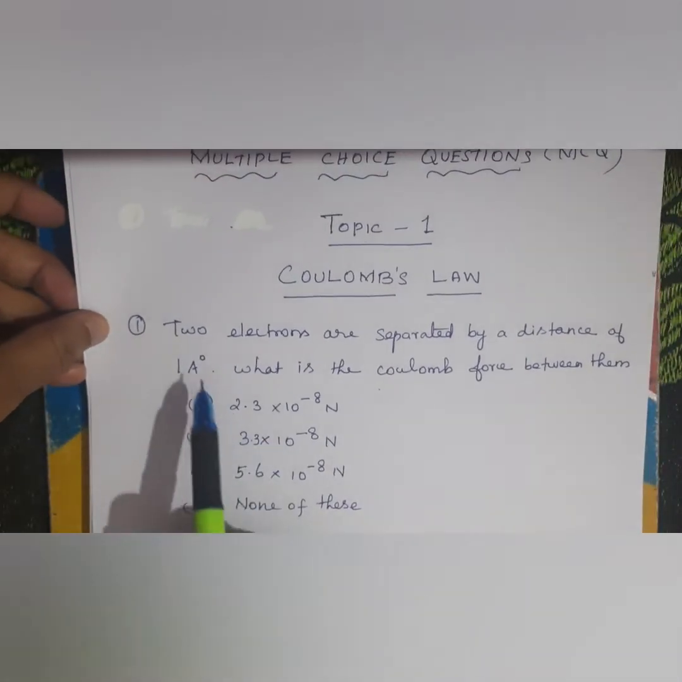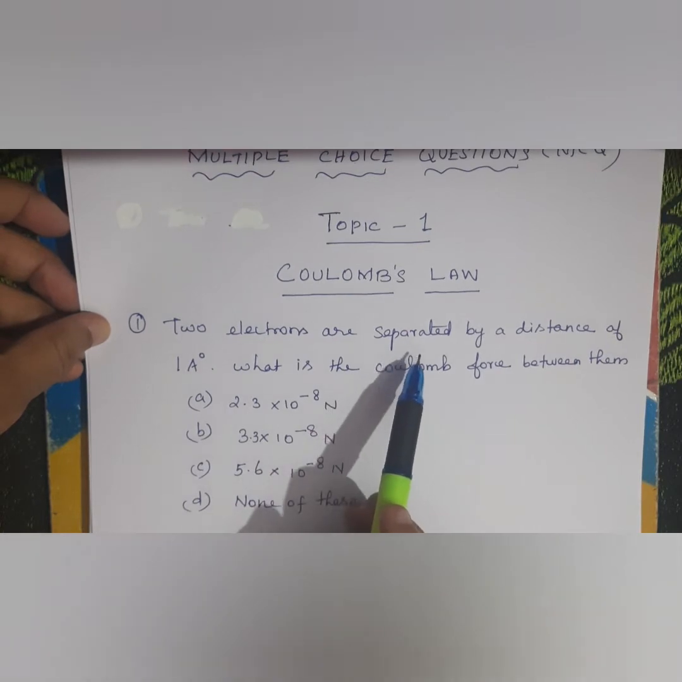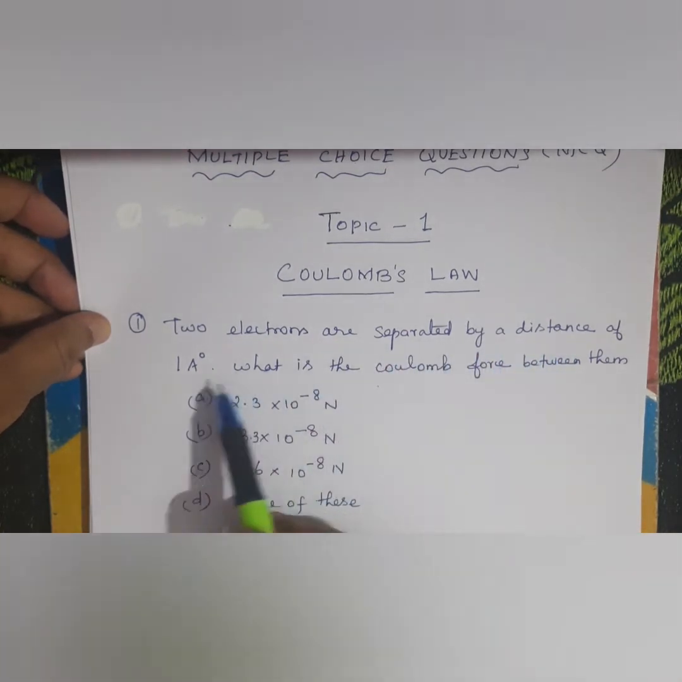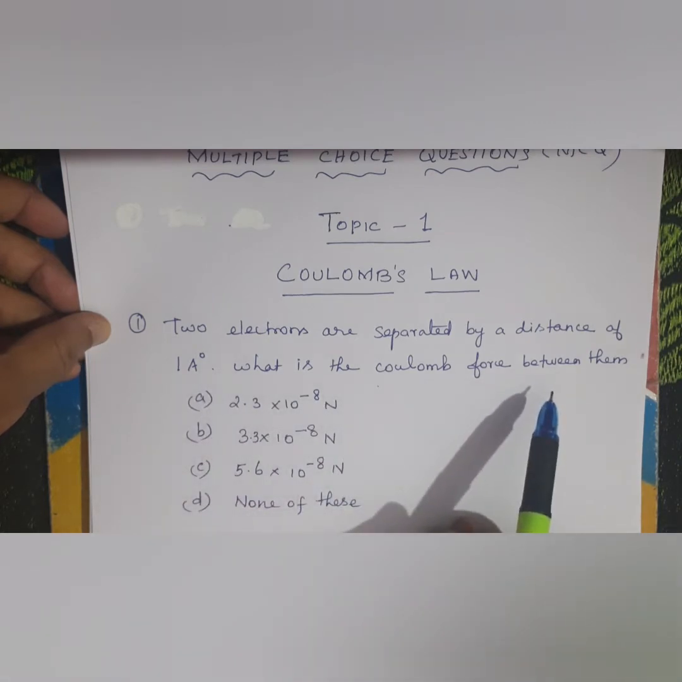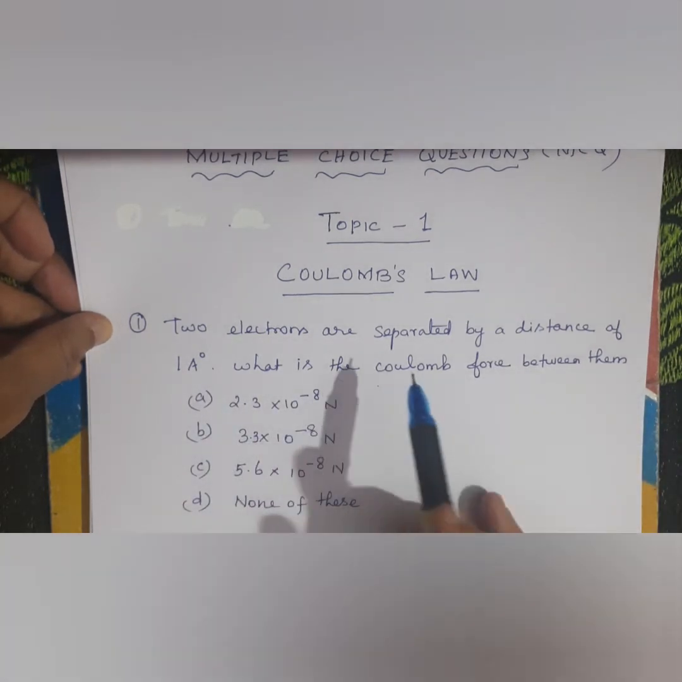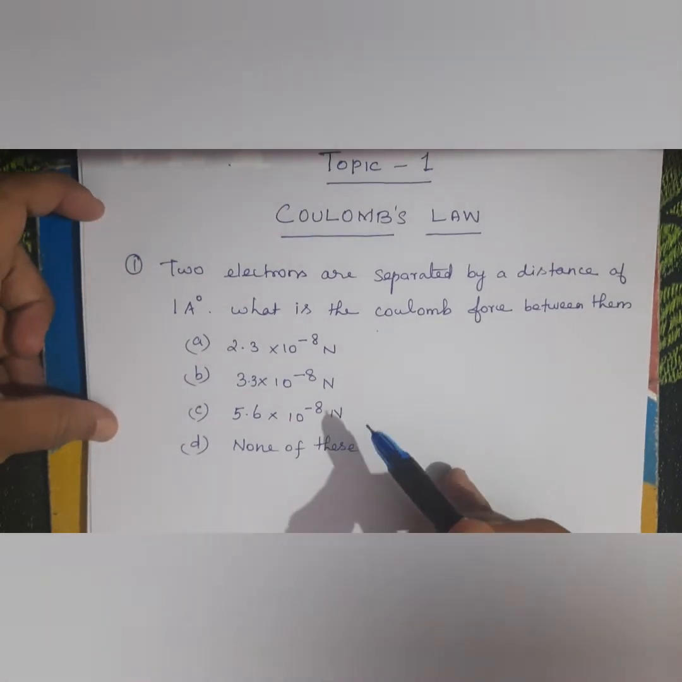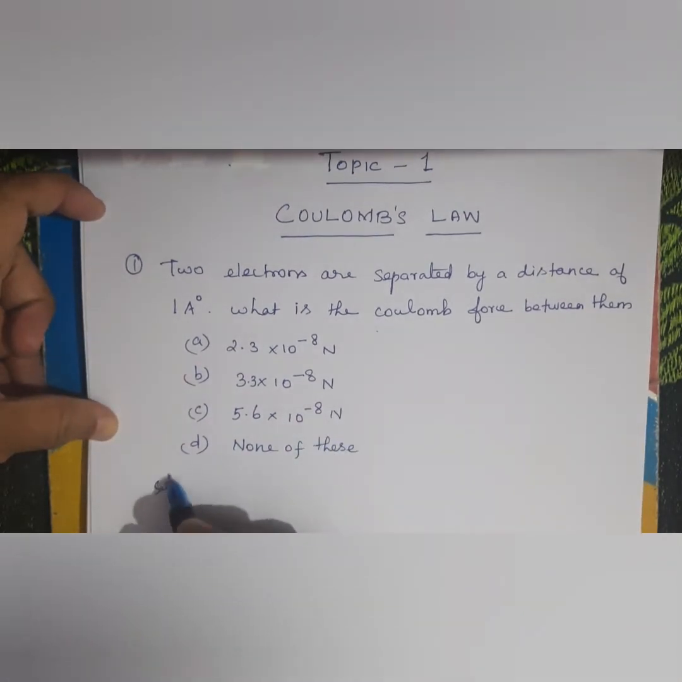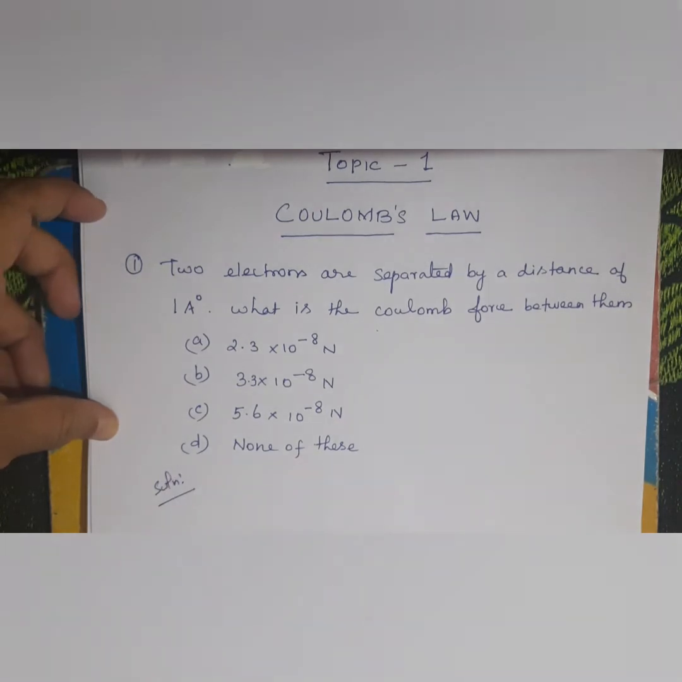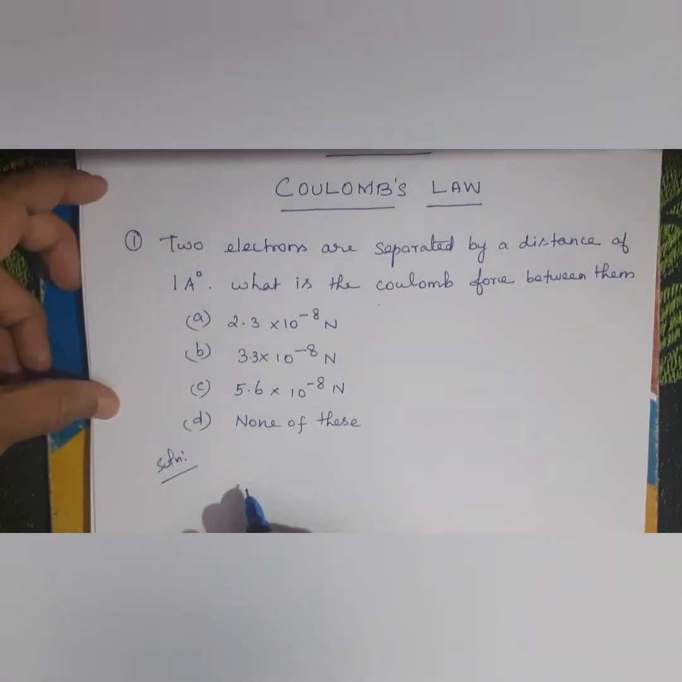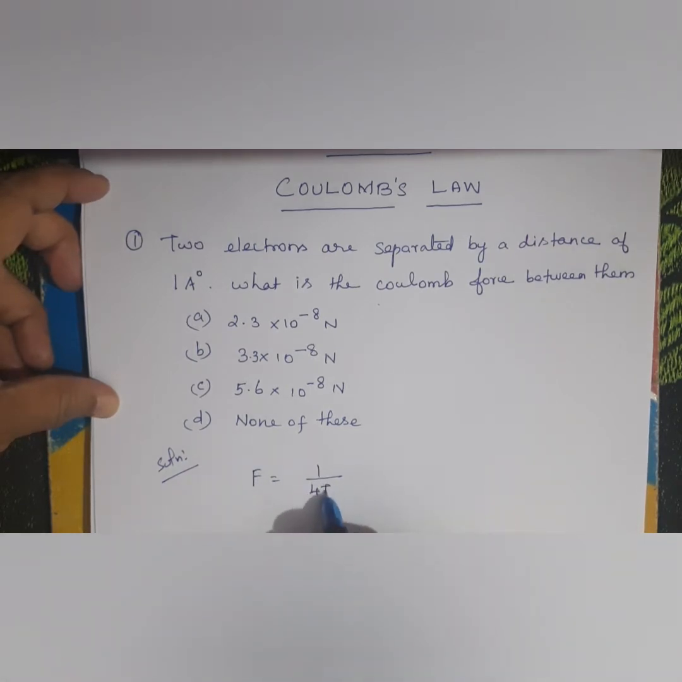Problem number 1. Two electrons are separated by a distance of 1 Angstrom unit. What is the Coulomb force between them? So the options are given. Now let us solve this problem. Solution.